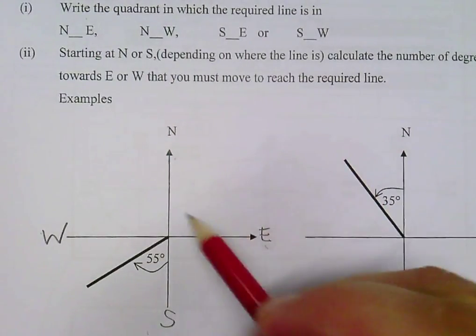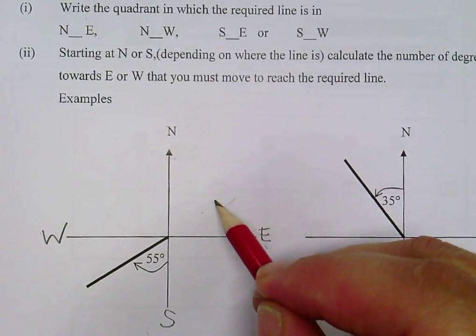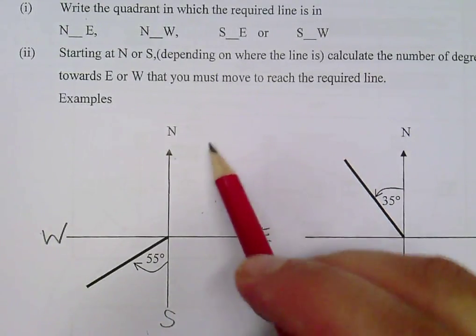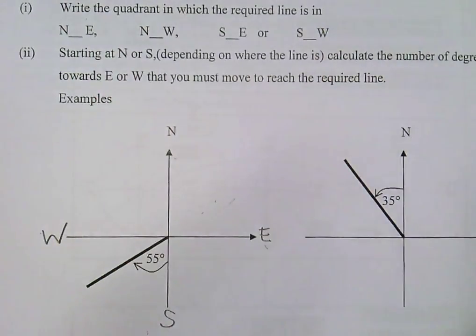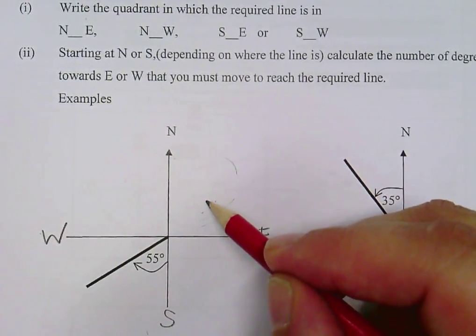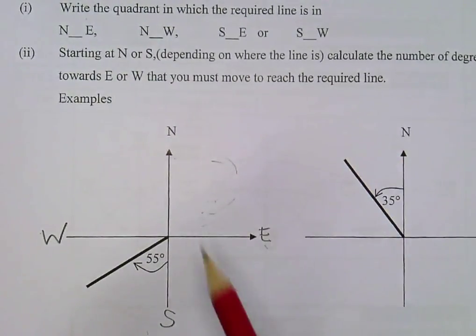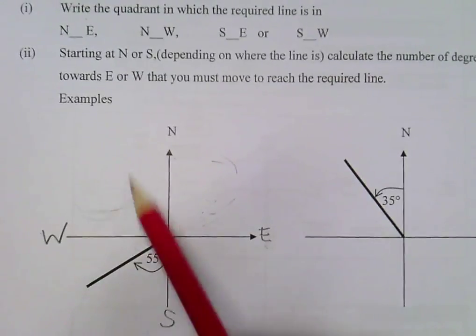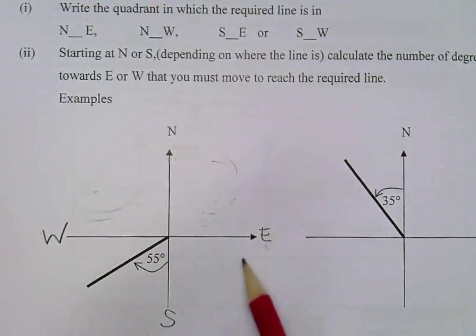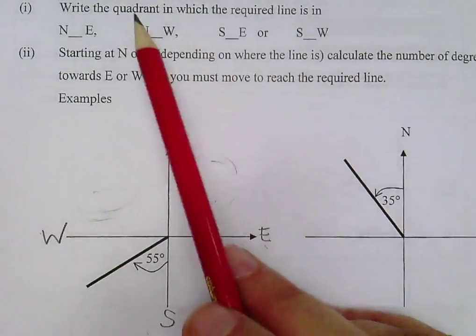So, if I've got northeast, do you know which quadrant this is in? Write the quadrant in which the required line is in. Northeast, here. Quadrant 1? Yeah. Anyway, northeast will be somewhere here. Northwest is somewhere there. Got it? Southeast is somewhere down here. And southwest is somewhere down there.